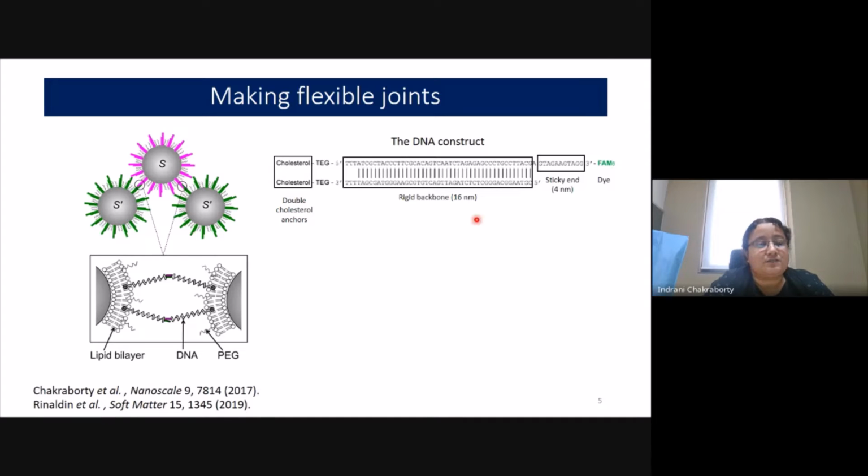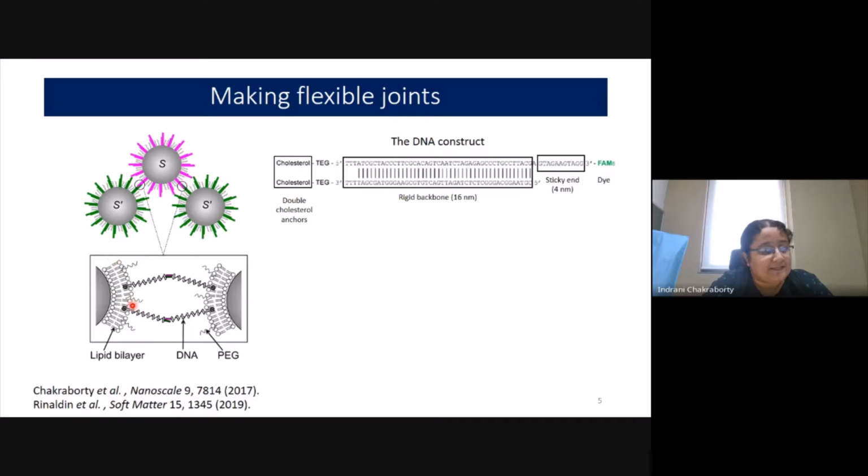So the DNA construct looks like this. It is a 47 base pair long, rigid, stout rod-like backbone, at one end of which is connected an 11 base pair long sticky end. The other end of the DNA construct contains two cholesterol molecules, which are very hydrophobic. So once this DNA construct is inserted into the lipid bilayer, these two cholesterol molecules will love to sit in the hydrophobic tail region of the bilayer.